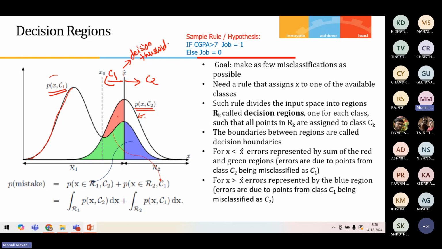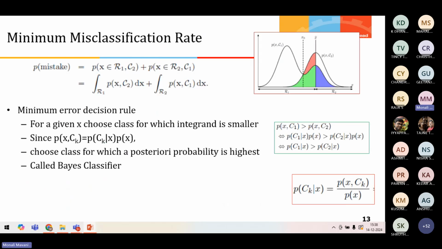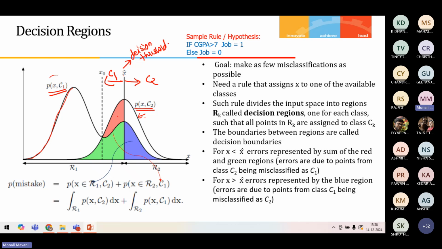Now I'm making a statement. Green, blue, and pink, those are the error regions. The model is making the error. Is it correct? I'm saying those are the error regions. Is it correct? Yes, ma'am. See here, you have to read these two statements. If X is less than X bar, the actual value is less than the predicted value. Errors are represented by some of the red and green regions. Is this correct?